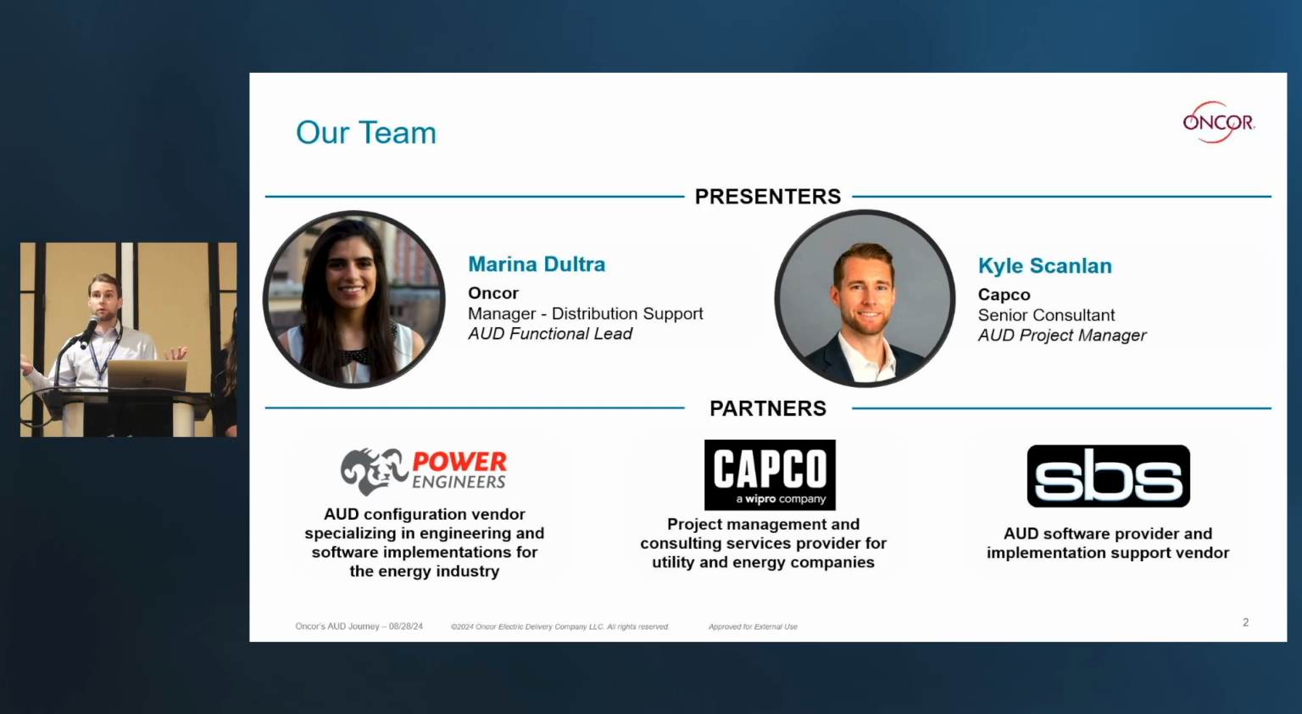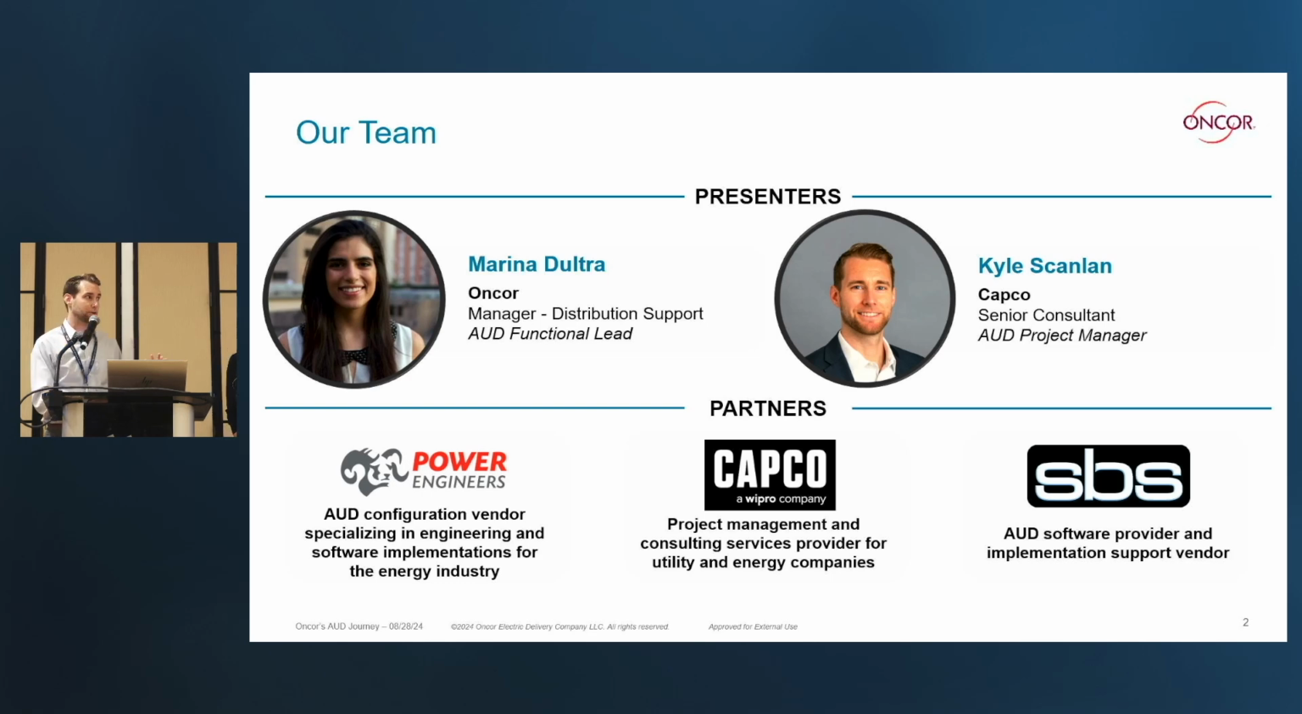With us today, we have our partners for this solution. So we've got the power engineers team. They are the leads for the GIS, the EAM, and the AUD work streams to do all the configuration work there. We've also got Capco here. We're doing some of the project management, BA, and QA related services for the implementation. And then lastly, we have SBS with us. They've been helping us with the architecture as well as some of the configuration components. We're all here, so if you have any questions, please feel free to reach out to us after the presentation. We're more than happy to walk you through any of the complexities with our implementation.